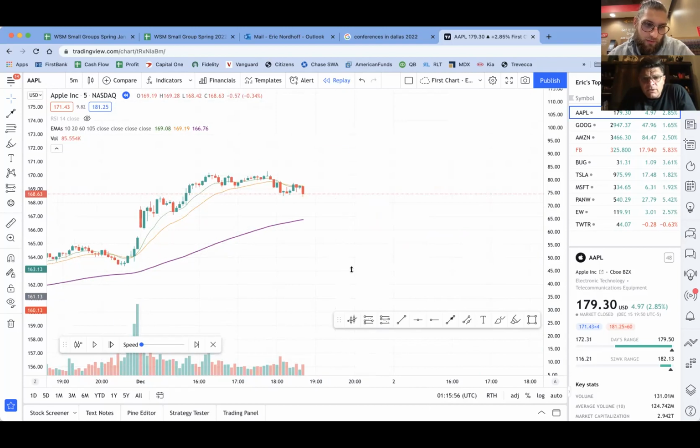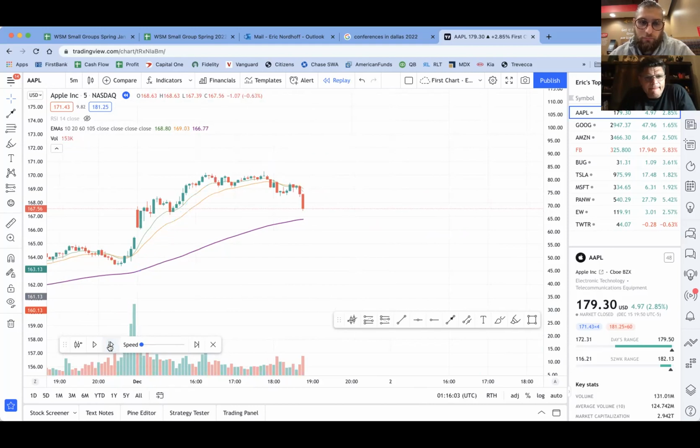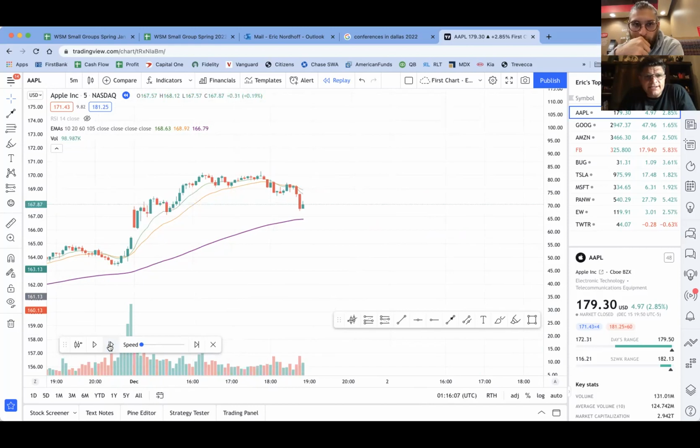Your bar thing's down here. If you want to click through the bars, there you go. Nice. All right. This is the first bullish candle under the 10 EMA. I don't know if it's a good trade or not at this point, but I'll try to go in here. Okay. Let's set it up.